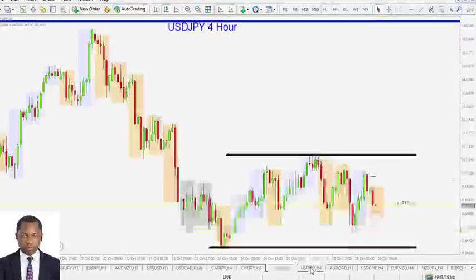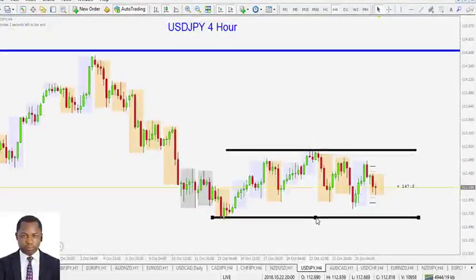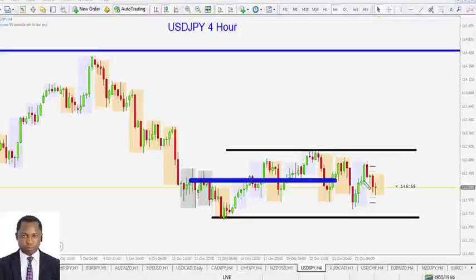Okay, American dollar against the Japanese yen. This one as well has been in the range. Sideways buyers. There is no need to waste our time here. For the entire week, it has been flat. No trading opportunity here. Only for range traders.